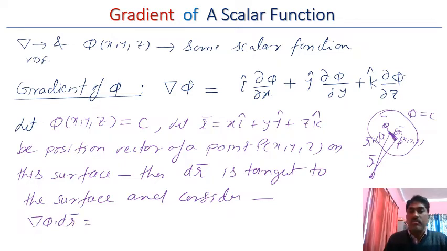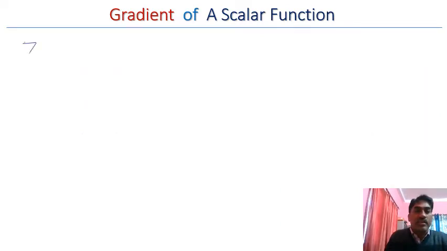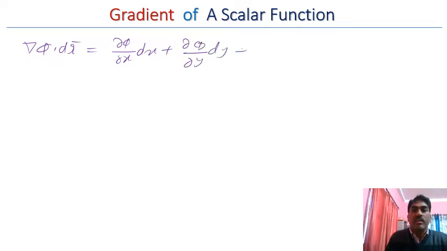So we know del phi is i del phi by del x plus j del phi by del y plus k del phi by del z. And in the previous lecture we discussed that dr is i dx plus j dy plus k dz. So when the dot product takes place, you will get del phi dot dr is equal to del phi by del x dx plus del phi by del y dy plus del phi by del z dz.